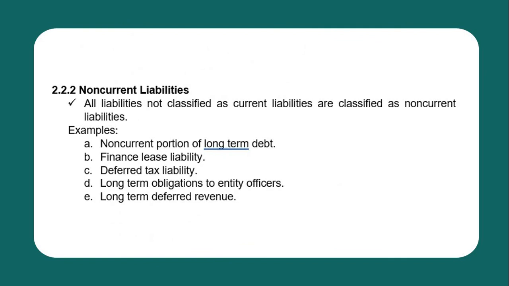Non-current liabilities, again, if dili siya qualified as current liability, then, of course, dito siya padulong sa non-current liabilities. So, what are the minimum line items for non-current liabilities? Non-current portion of a long-term debt, katong installment, gani class ng mga long-term debt, and then sa installment, katong mga non-current portion. Well, the current portion of the long-term debt should be classified in the current liabilities. Finance lease liability, deferred tax liability, long-term obligations to entity officers, and long-term deferred revenue.